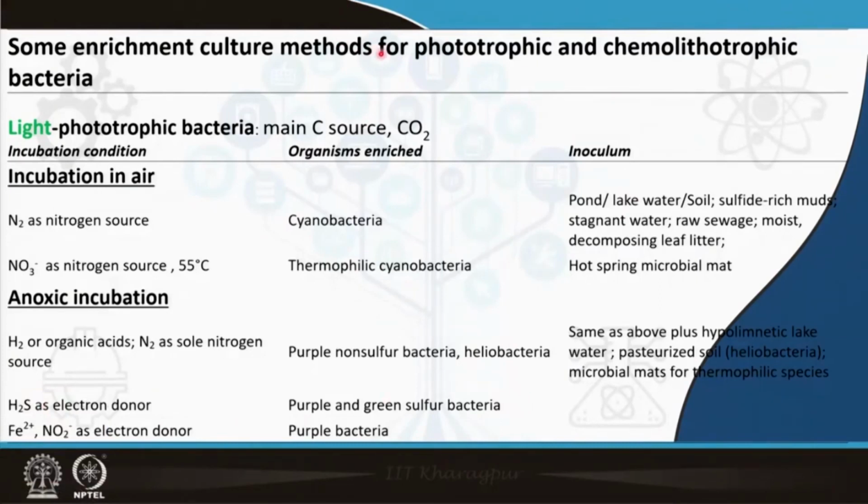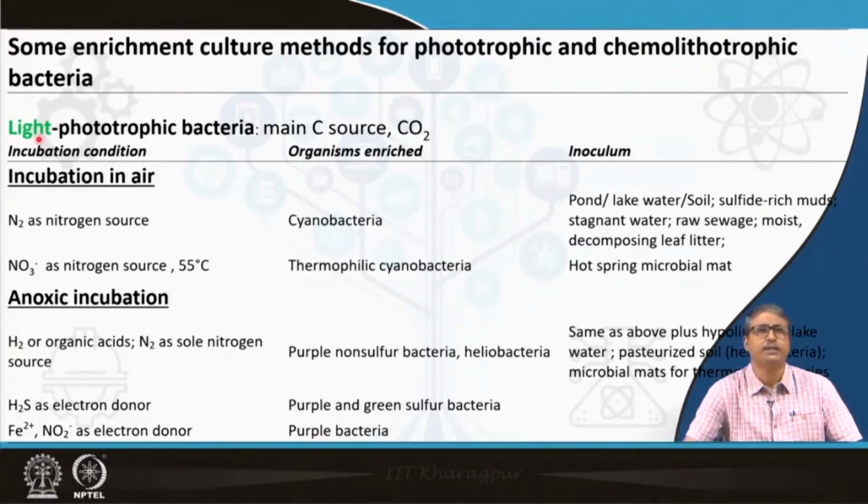For example, for the phototrophic and chemolithotrophic bacteria. Suppose we want to enrich phototrophic and chemolithotrophic bacteria. Phototrophic bacteria basically require light and the main carbon source is carbon dioxide. So, we can have oxic incubation as well as anoxic incubation, because there are many bacteria who actually do not require or do not like oxygen.